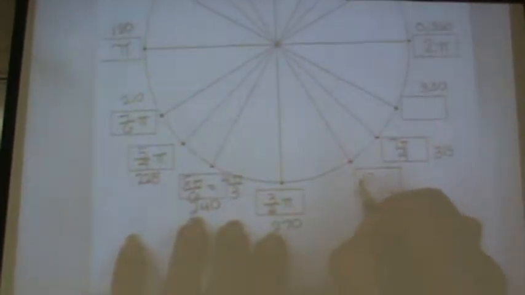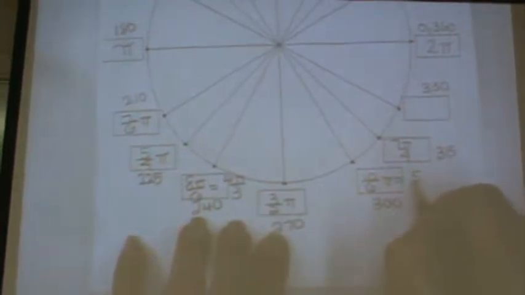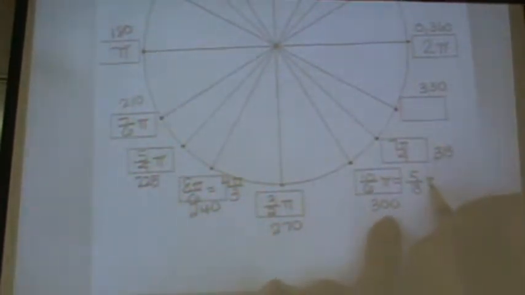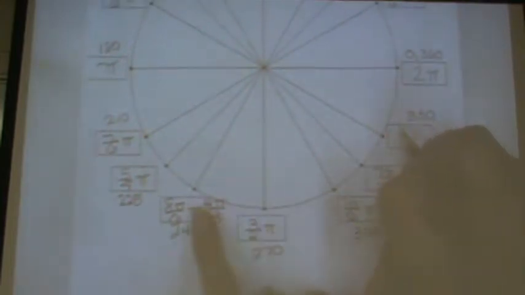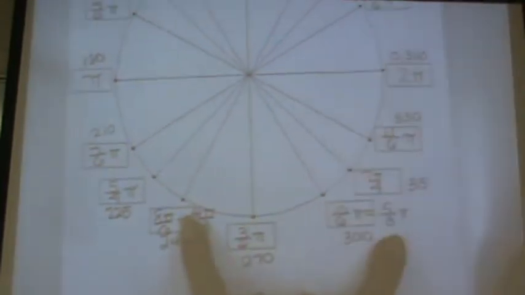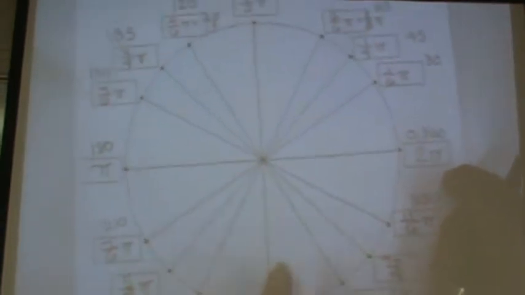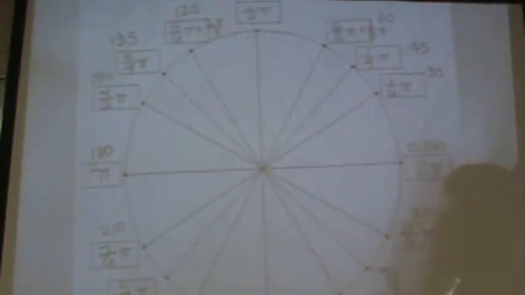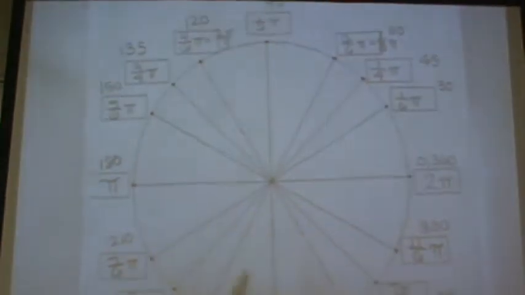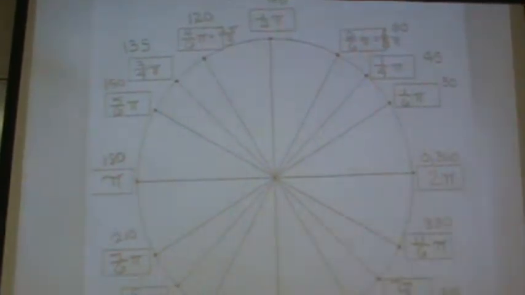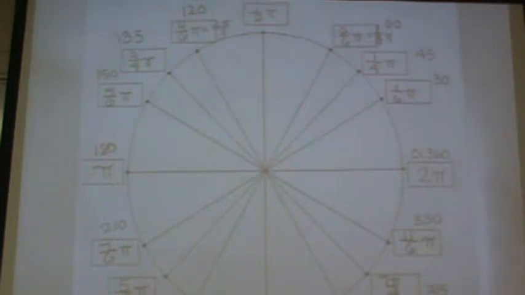9/6, or you can write 3/2. 10/6, or 5π/3. And 11/6. And 12/6 is back to 2π. So, 1/6, 2/6, 3/6, 4/6, 5/6, 6/6, 7/6, 8/6, 9/6, 10/6, 11/6, 12/6. You gotta keep practicing this. You get it? Now, as we work with this, you're gonna start to memorize it.